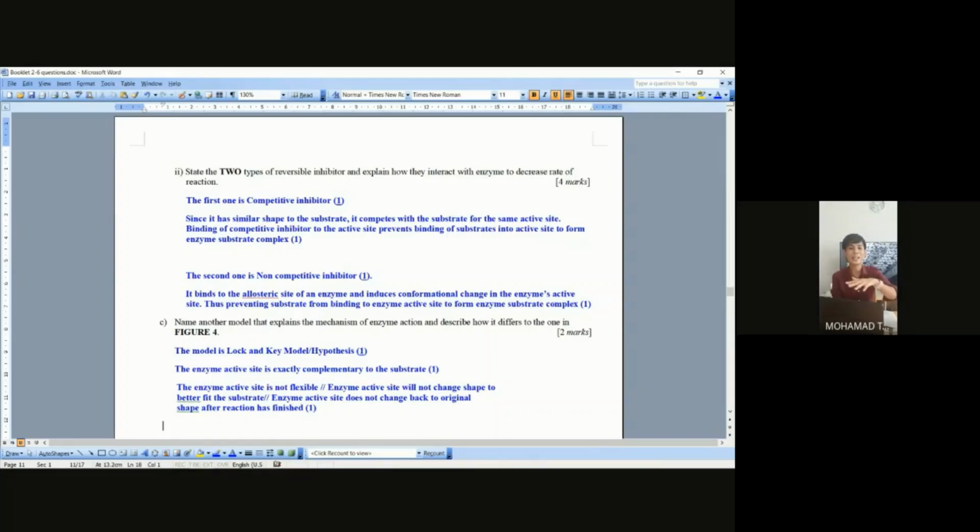Okay, but the objective of Biobooster is for us to discuss. Okay, for us to discuss, and not for you to tanda-tanda ni lah. Okay, tanda-tanda macam exam. Okay, so macam ni.